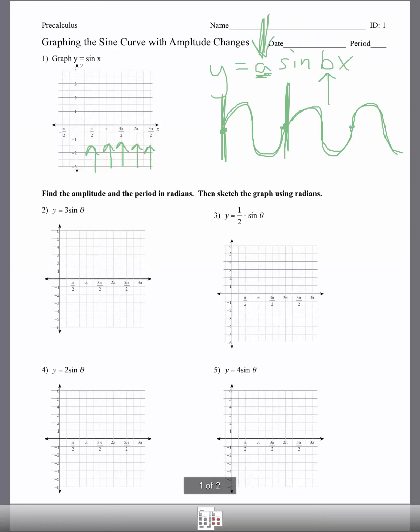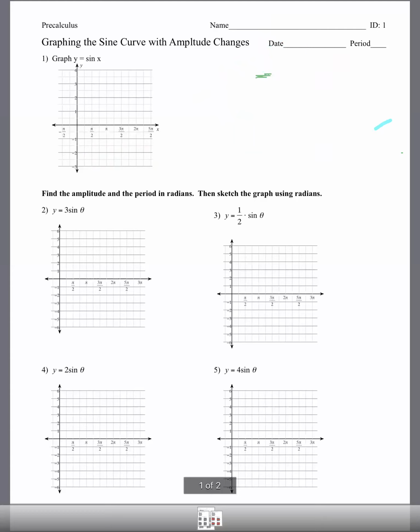Okay, so let me show you how to graph the basic sine curve. I'm going to try and erase this stuff. Okay, so let's get rid of all this. Okay. All right, let's stick with green. That is my favorite color.